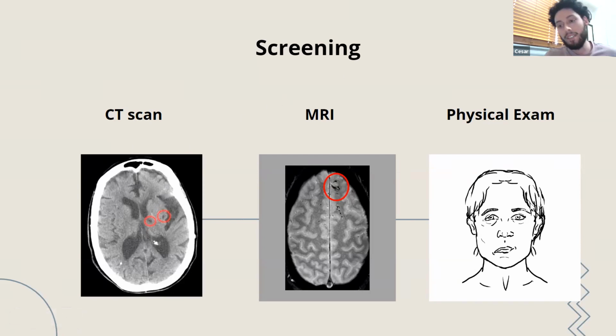And physical exam, so the neurologist or radiologist will assess a patient by those symptoms that I mentioned, so the face drooping. And what is also used is a scale called the NIHSS, the National Institute of Health Stroke Scale. The scale is just a series of questions that assesses the patient's vision, balance, coordination, and they're assigned points. So the higher amount of points they have, the more severe their stroke is.